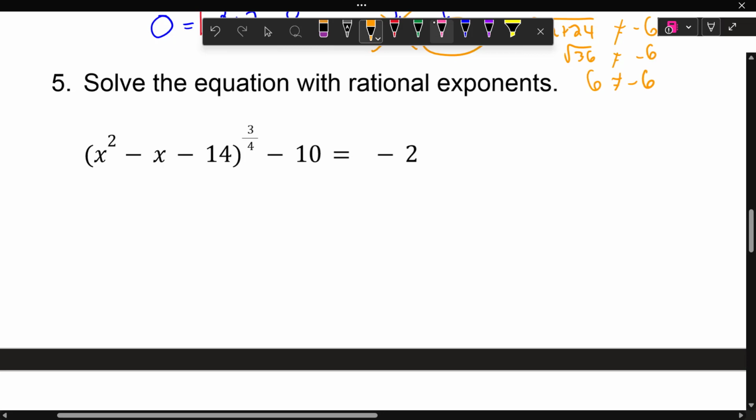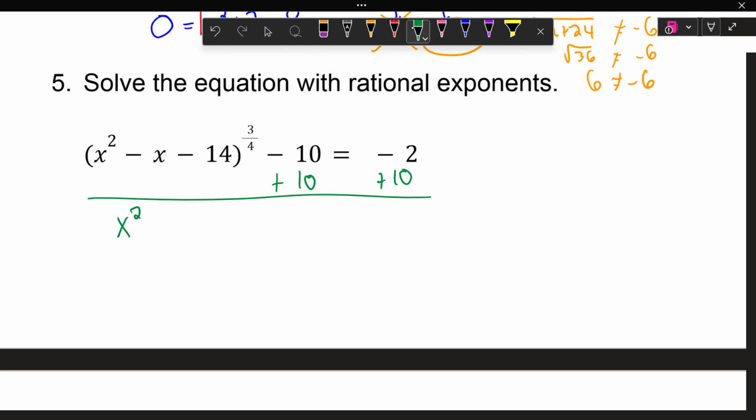Number 5, our thing with the rational exponent is not by itself yet, so we can't raise it to the 4/3 yet. We need to add 10. We have x squared minus x minus 14, all to the 3/4. Those cancel out, equals 8. Now we can raise both sides to the reciprocal of that exponent.